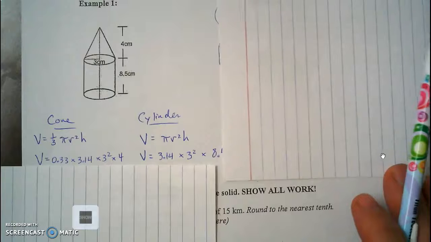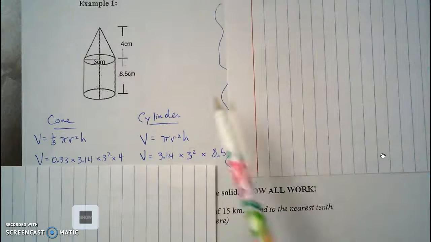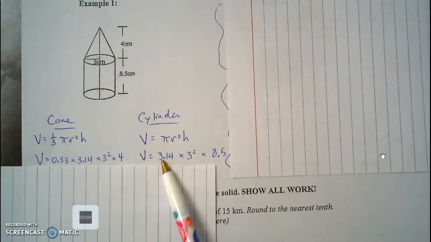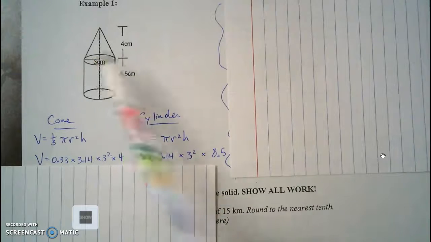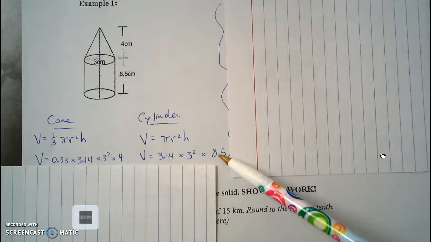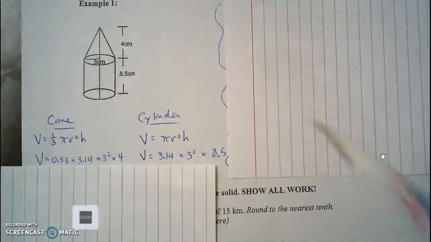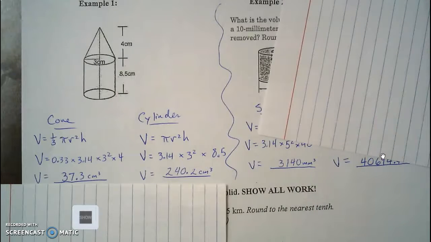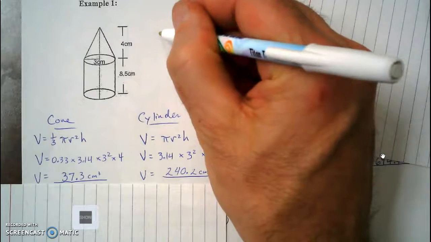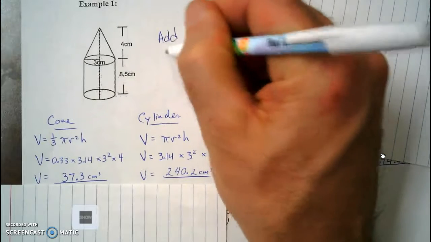For the cylinder, very similar. Pi, 3.14. Radius squared. The radius of the cylinder is the same as the radius for the cone. The height of the cylinder is 8.5. So I find the volume of each one. And if I want the final answer, well, I have to add those two volumes. So in this case, let's see, I'm going to write on here, add volume.